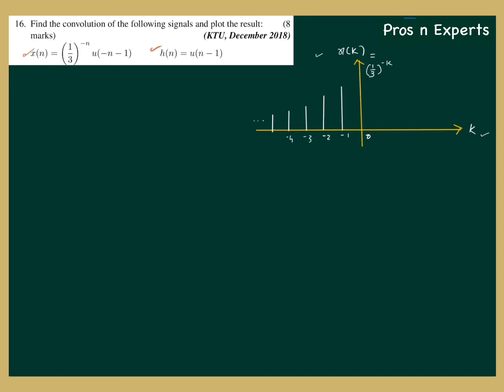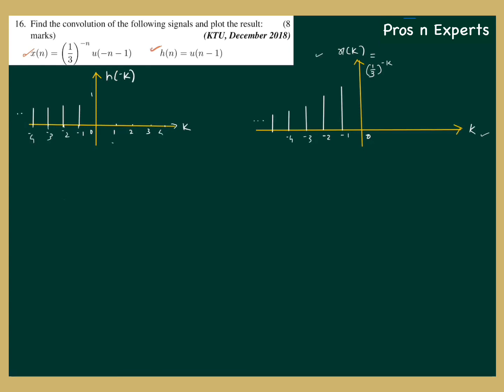Alright, next we can draw h of k. So this is h of k. H of k equal to u of k minus 1, where the step signal u of k is shifted by or delayed by 1 unit. So it starts at k equal to 1. Now what we want is h of minus k, which is obtained by flipping or folding this signal around the y-axis. So this signal is h of minus k.